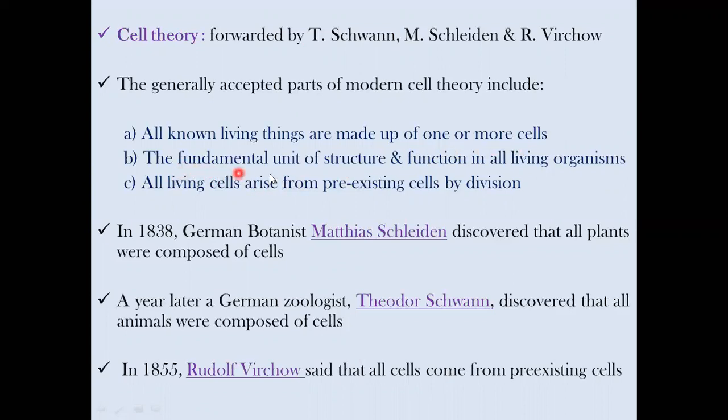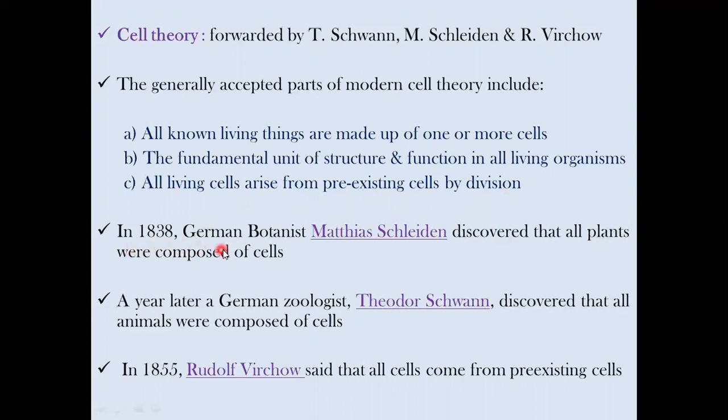Next, the cell is the fundamental unit of structure and function in all living organisms. So all living organisms are made from cells, and they do all their functions inside a cell. The third one is that all living cells arise from pre-existing cells by division. So new cells arise inside an organism from pre-existing cells. The pre-existing cell divides by cell division and gives rise to new cells.